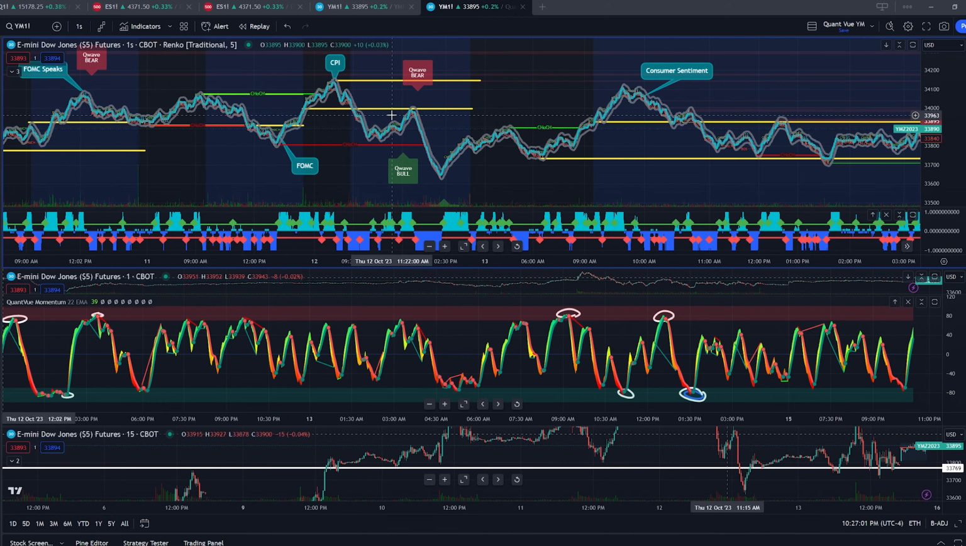Now you can, if you wanted to, trade the break of a structure. You could trade the break of the overnight low. I don't like to do that. What I would trade though would be this Q wave bull signal. I would trade it here. Where are we going to trade it to? We're going to trade it to the overnight low.